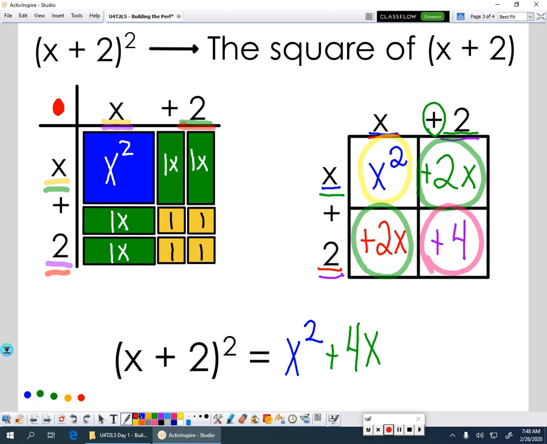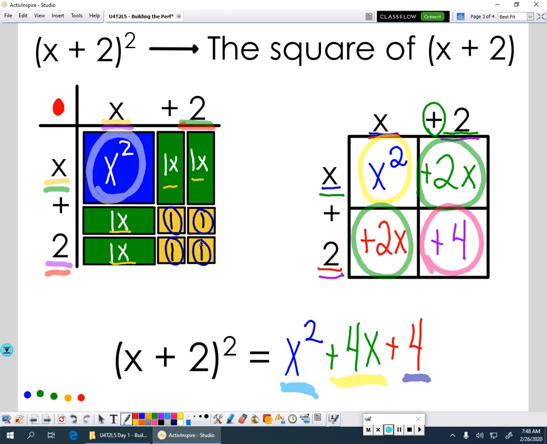Now let me show you how our model and our box method actually gave us the same answer. So this blue x squared right here is represented over here by this x squared box. This 4x is represented right here. 1, 2, 3, 4 x's. And then finally, this plus 4 here is represented by the 4 boxes I have here. 1, 2, 3, 4.